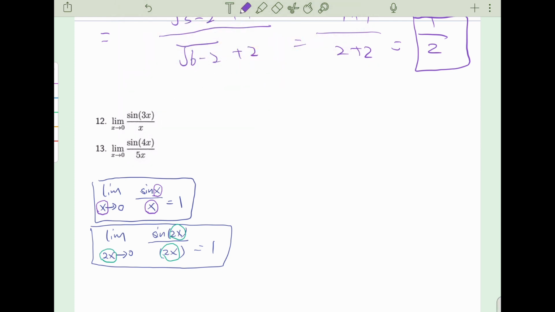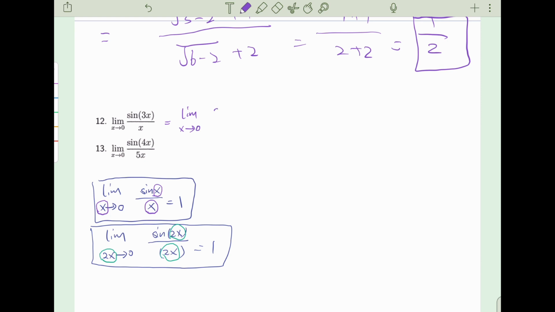Now for this one, you see that we have sine of 3x instead of sine of x. So you can imagine that the original x in our formula has been replaced with the expression 3x. But x goes to 0 is equivalent to 3x goes to 0, so that does not make a difference. We can still use that form. But I need some adjustment here for the denominator, because the denominator is not 3x.